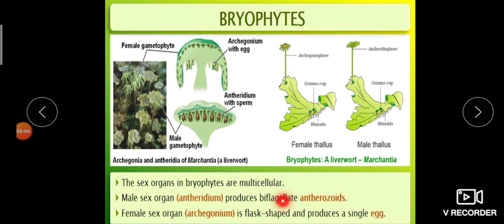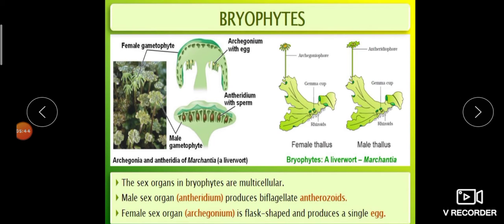So for the movement of these anthrozoids, a water medium is compulsory. That's why we call them amphibians of plant kingdom. For sexual reproduction, water is required. Why? Because the anthrozoids are biflagellated, so they require a medium for their transport. The medium is water.